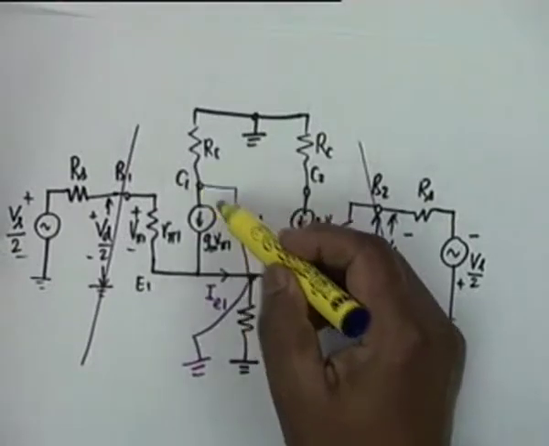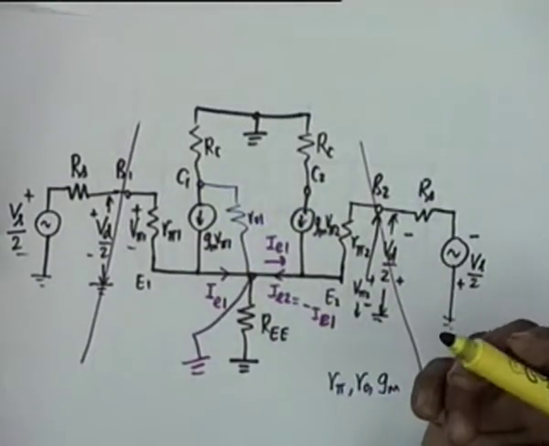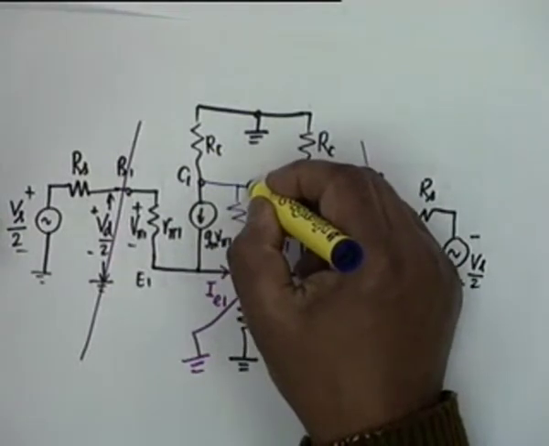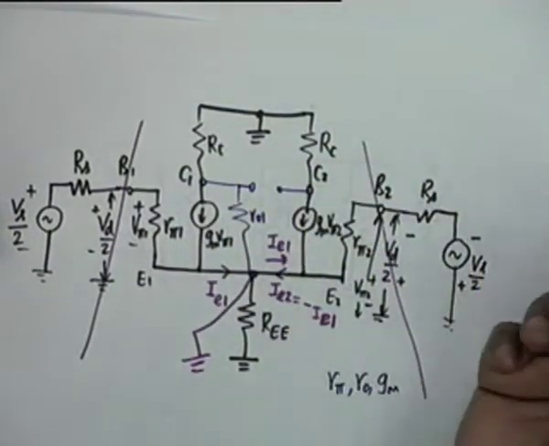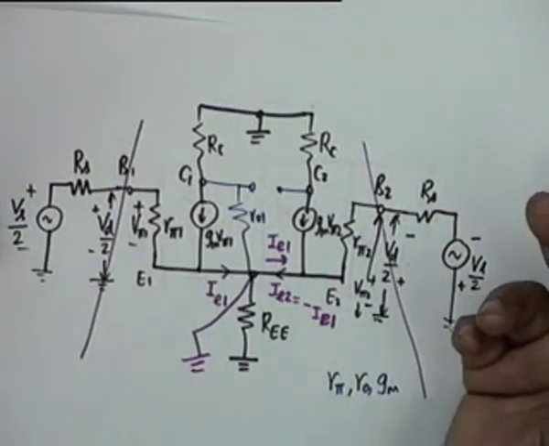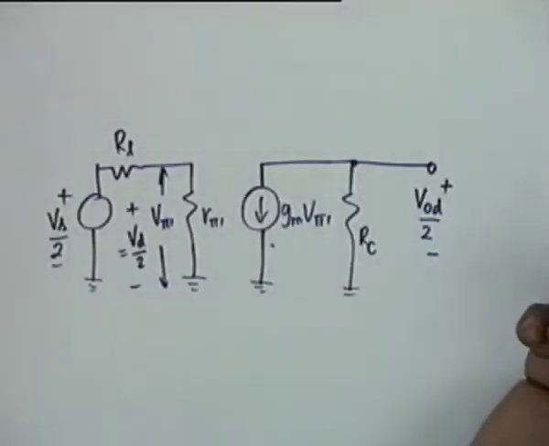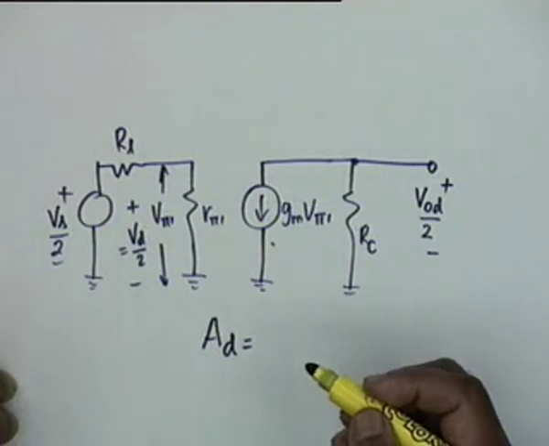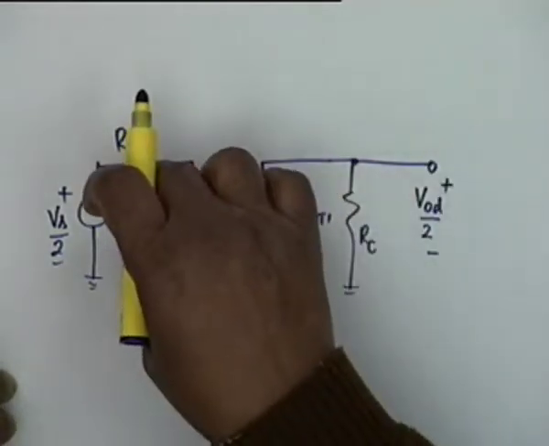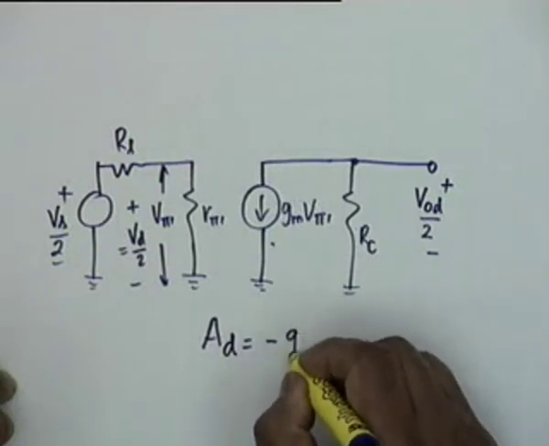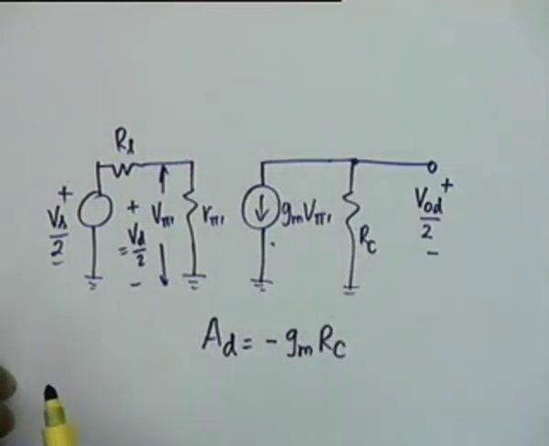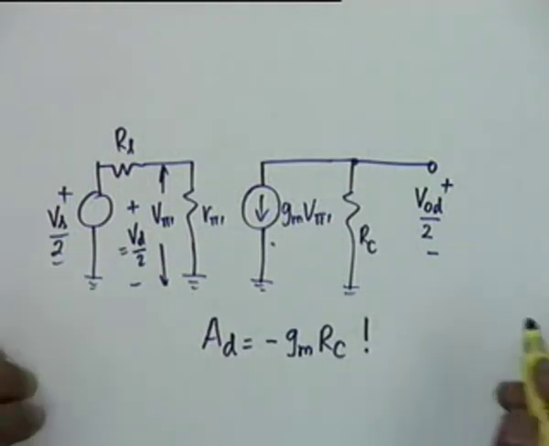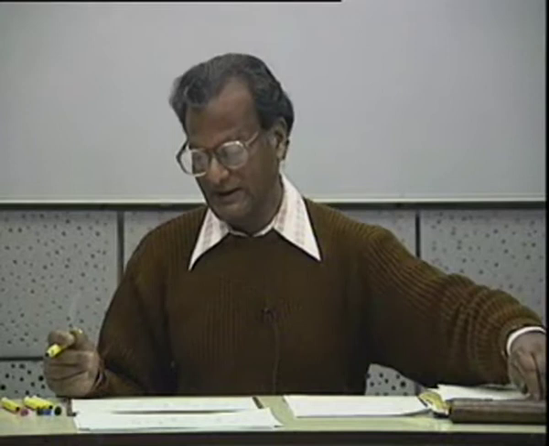From the collector to ground, the voltage is VOD by 2. This voltage would be VOD by 2, and this voltage would be minus VOD by 2 by symmetry. So what is the gain? AD is VOD by 2 divided by VD by 2, and obviously this is equal to minus GM RC. The same result that we had derived from DC analysis. We don't expect anything different. If it was different, then we would have suspected our DC analysis.